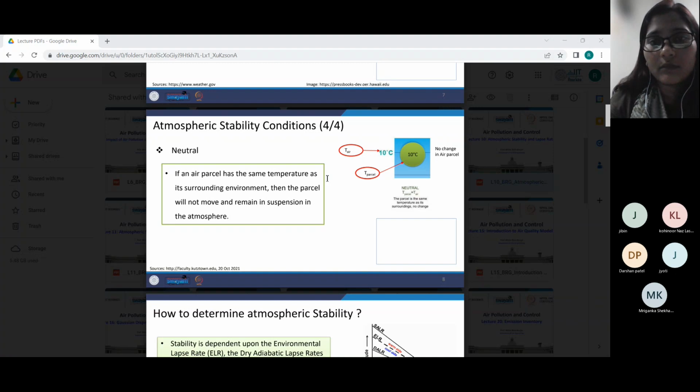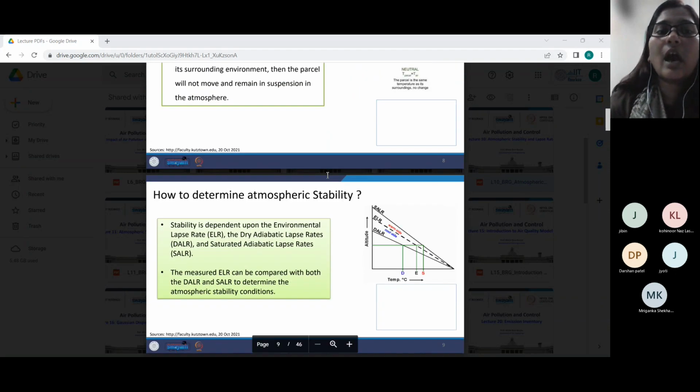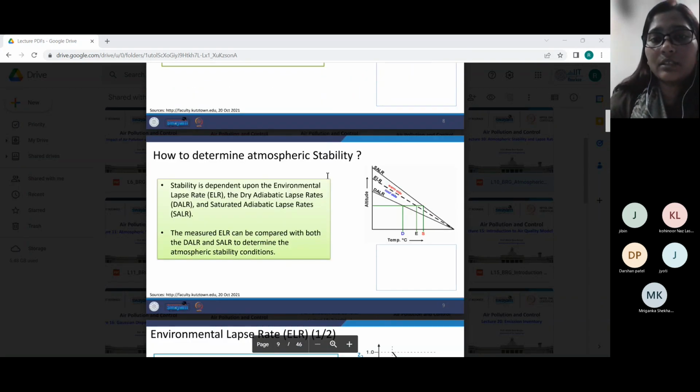Up to this point, you are understanding your atmospheric stability condition, like what is unstable, what is stable, and what is neutral, right? Okay, let's move further. How do you determine the atmospheric stability condition, correct?